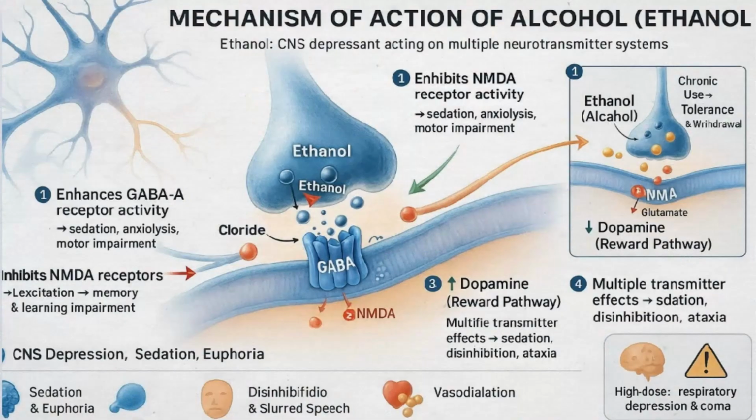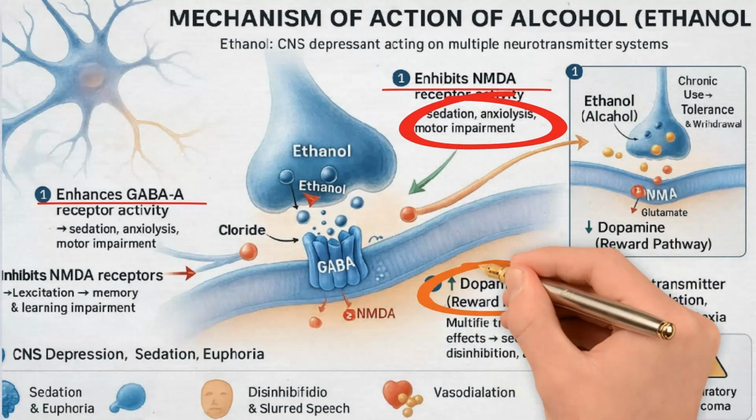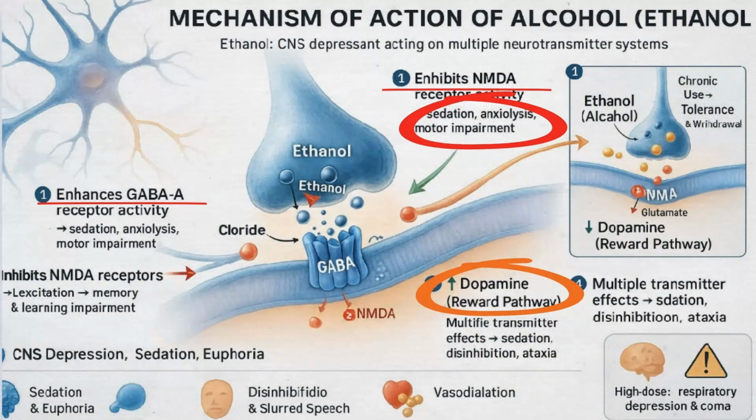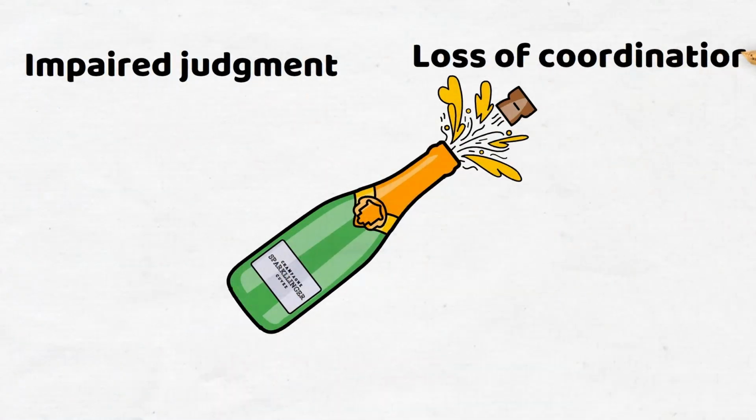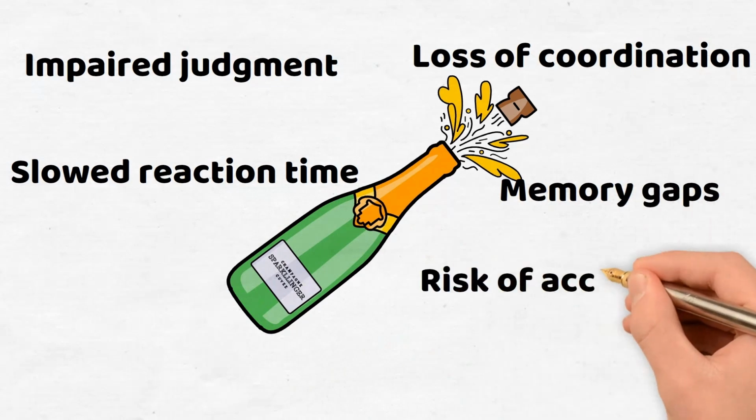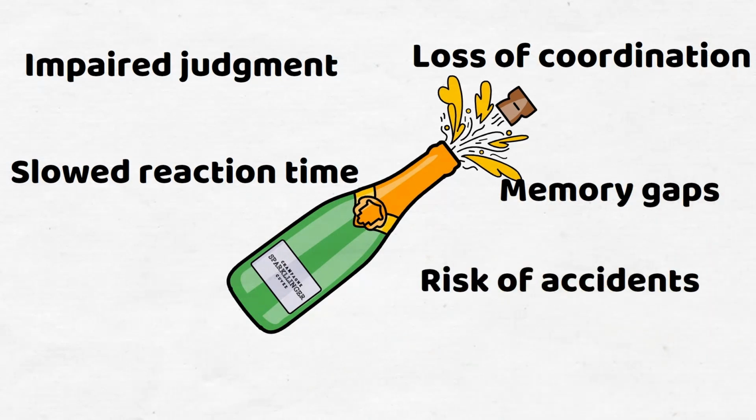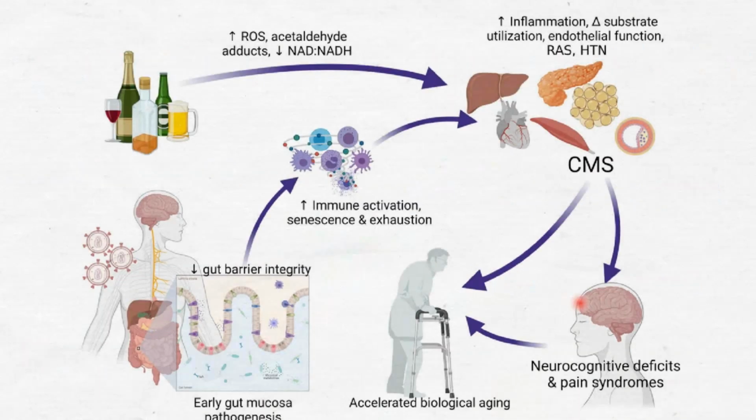It works mainly by enhancing the inhibitory neurotransmitter GABA and reducing the excitatory neurotransmitter glutamate, which slows brain activity and causes relaxation. Alcohol also increases dopamine release, contributing to its rewarding and addictive effects. Its adverse effects include impaired judgment, loss of coordination, slowed reaction time, memory gaps, and risk of accidents. In high amounts, it can cause alcohol poisoning and unconsciousness.